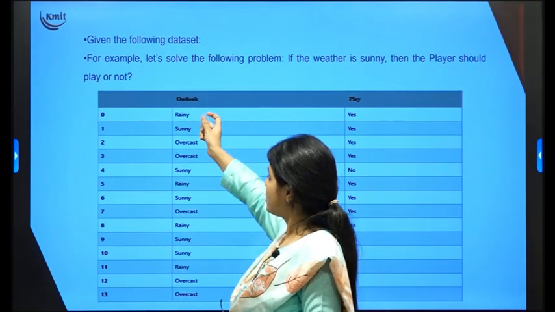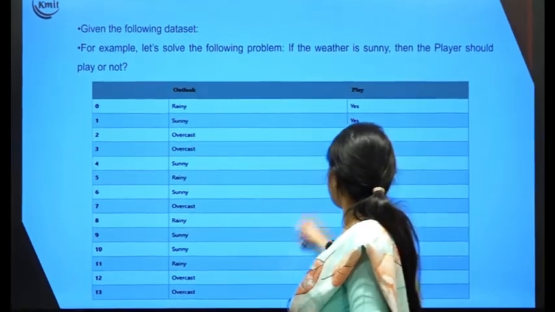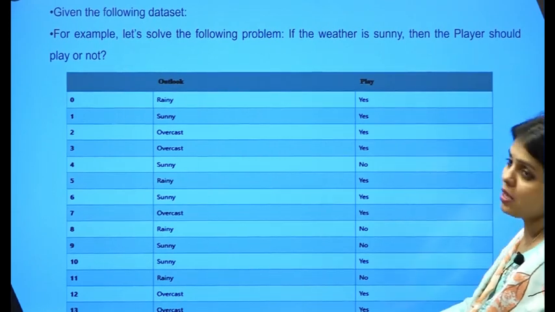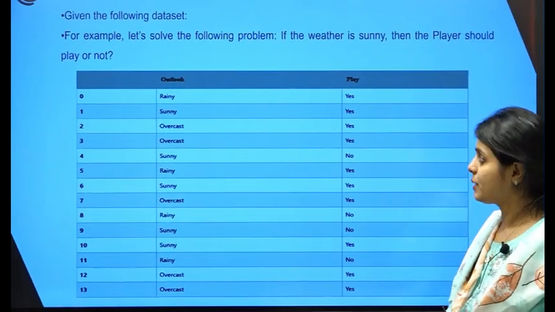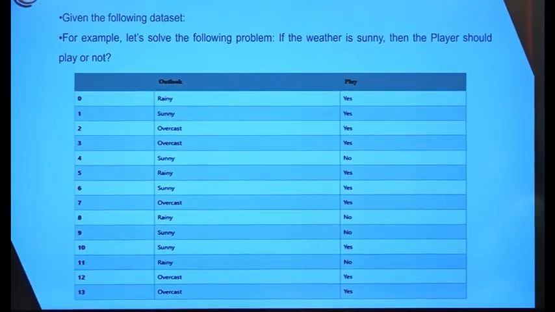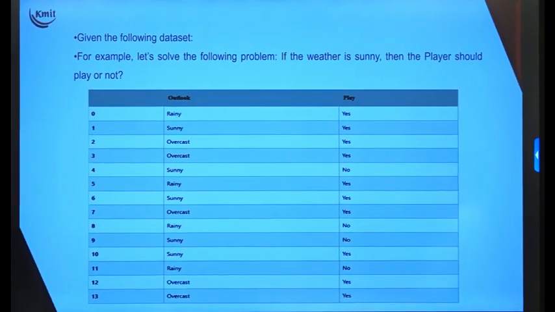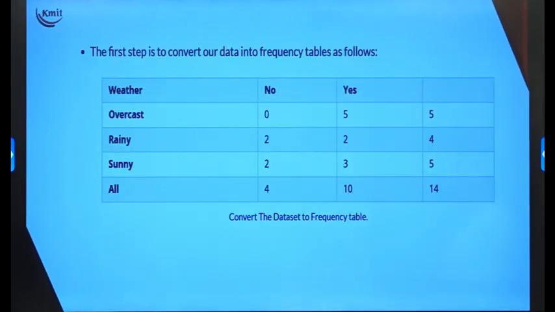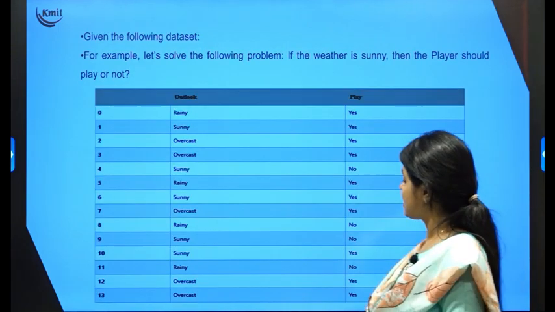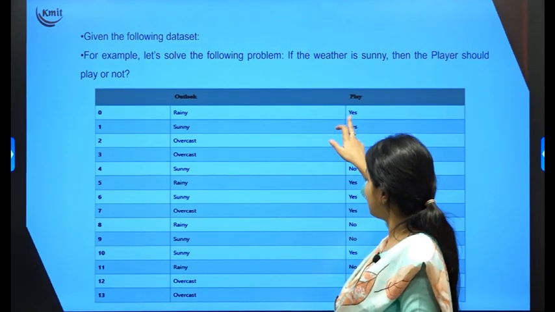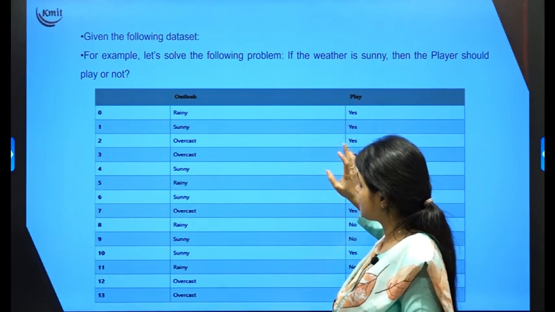Now for this outlook I have 14 instances and the probability of whether we can play tennis or not. Let's see how we solve this particular data set using the naive Bayes algorithm. As I told you, the first step is to convert your data into frequency tables. A frequency table is nothing but how many times it is rainy, how many times it is yes, how many times it is no.